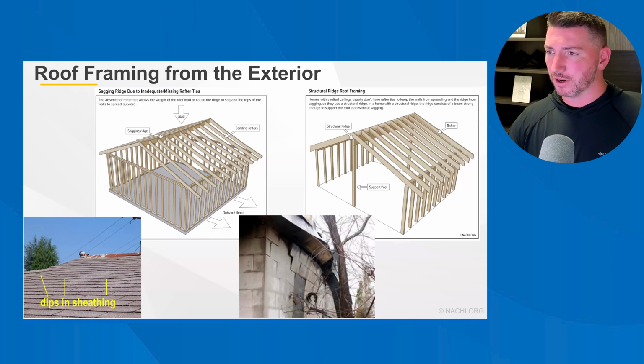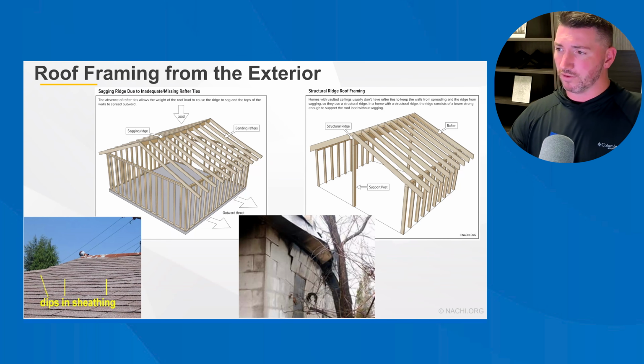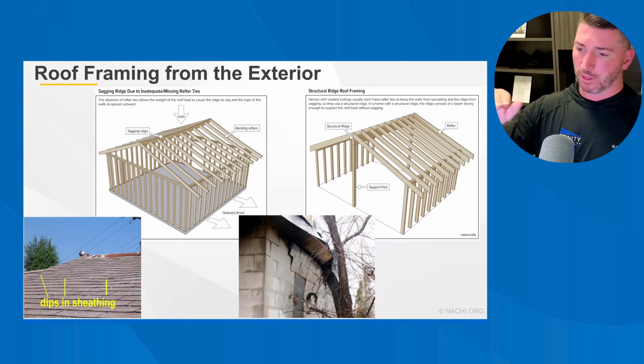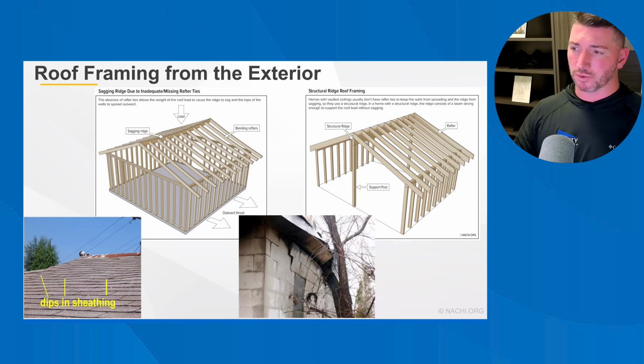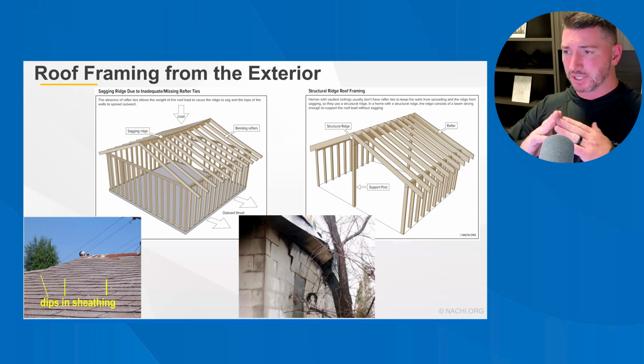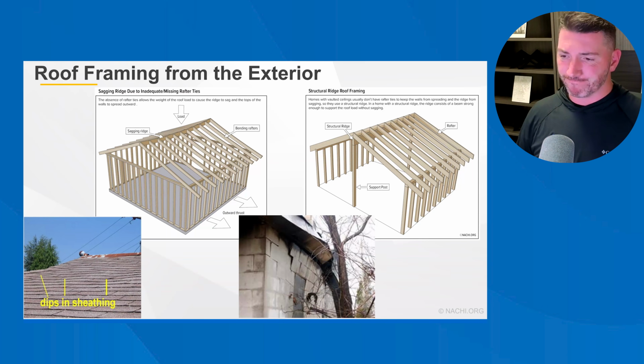Roof framing from the exterior. You can see the different types where you've got a sagging ridge due to inadequate or missing rafter ties. So those rafter ties would be up in the top. They're a horizontal member that connects one rafter to the other and stops that load. And I don't know how many of you are framers or however many of you are engineers, but you've got to think in terms of load path when it comes to these things.